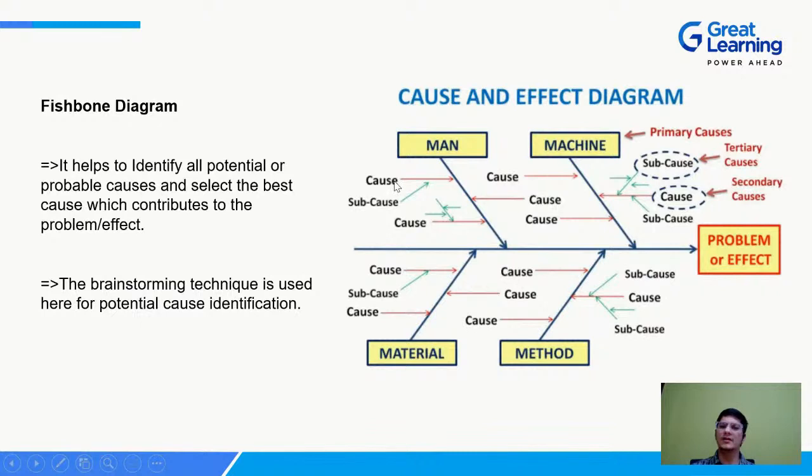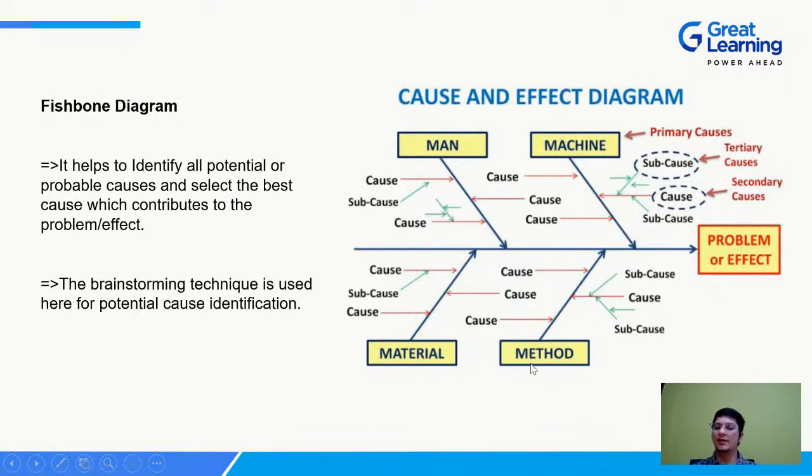So what is the cause for the problem? What could be the sub cause for this problem when it comes to human resource? Like this, you have your machine. What is the primary cause when it comes to machinery? What is the sub cause and how do you improve it?